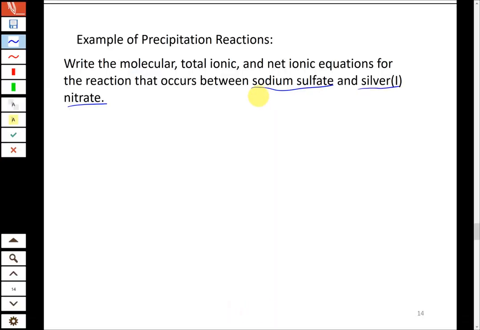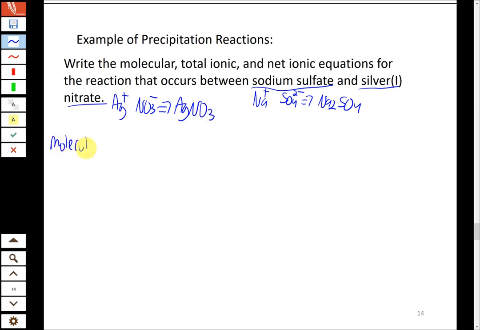So the formula for sodium sulfate, we have Na plus and SO4 2 minus, so the formula for that is going to be Na2SO4. And then for silver 1 nitrate, we already saw that reactant earlier. Silver plus with NO3 minus is nitrate, so the formula for that is just AgNO3. Okay, so we do need to make sure that we can correctly get the formulas of ionic compounds if we're going to do this. And from there, we can start writing the different equations.